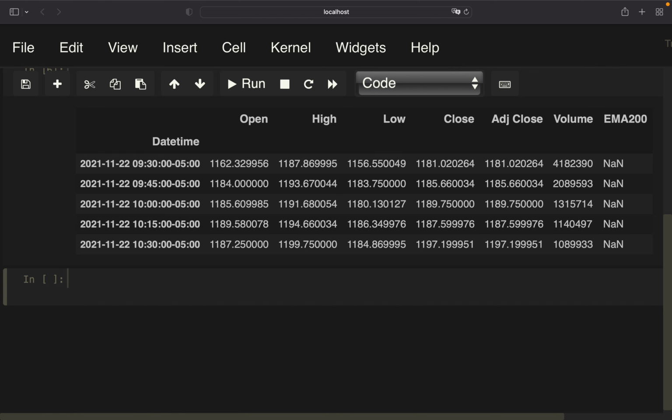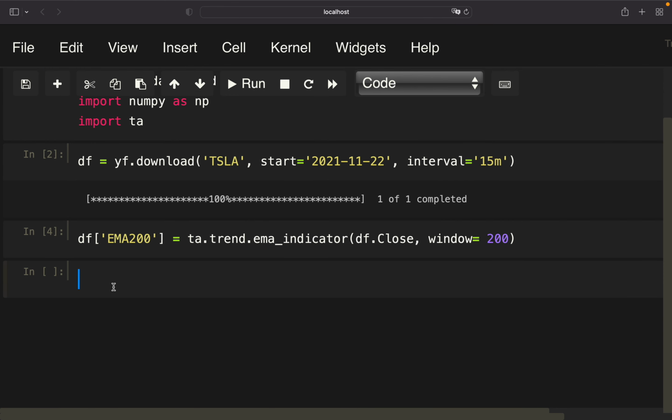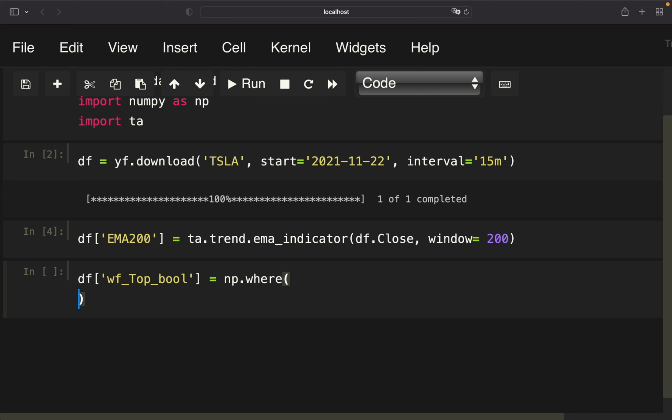Okay, so let's get rid of all that and let's just create a column here, top bool. And this is just outputting if my high is a maximum, then we are getting a true, and else we are getting a false value. So we can use NumPy to achieve that. NumPy where we have our high column equals what we just did.